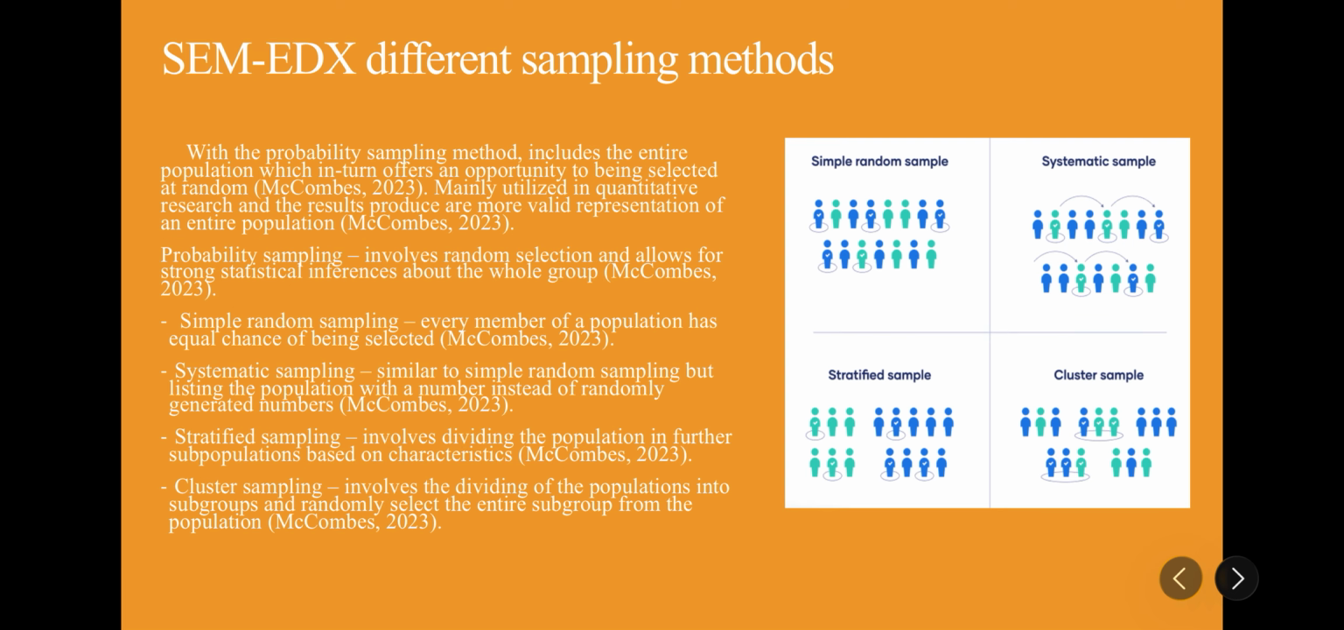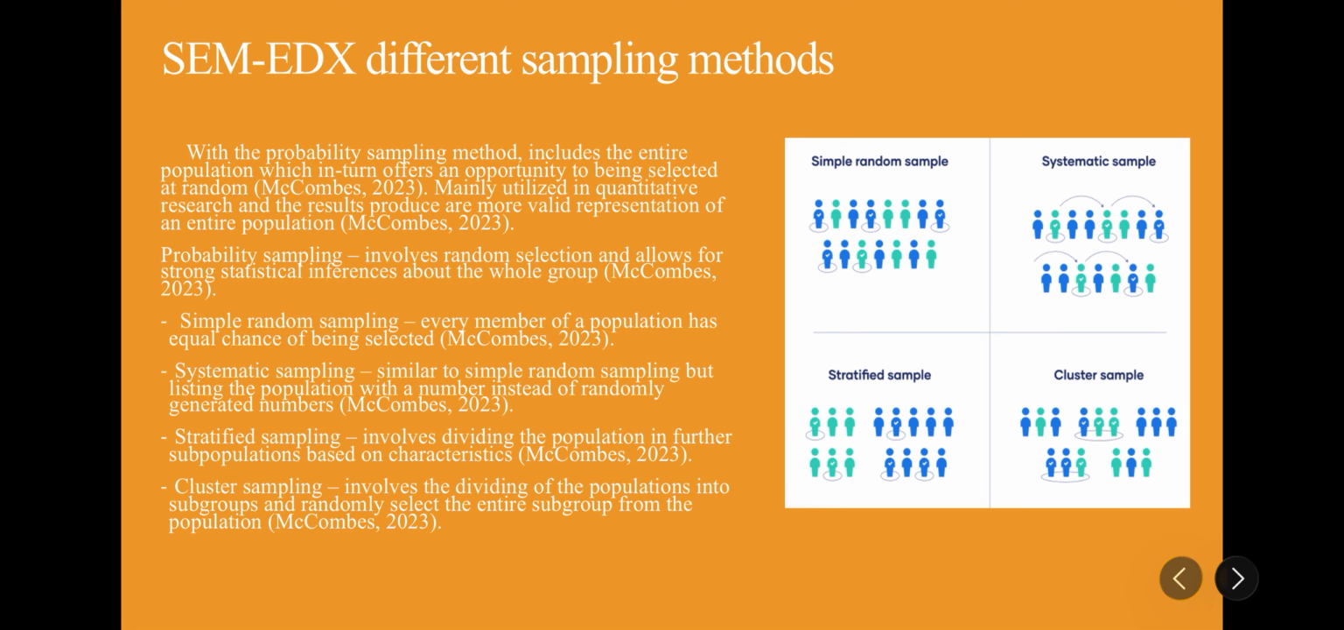SEM-EDX and different sampling methods. The probability sampling method includes the entire population, which in turn offers every member an opportunity to be selected at random. It is mainly utilized in quantitative research, and the results produced are a more valid representation of the entire population. Probability sampling involves random selection and allows for strong statistical inference about the whole group.